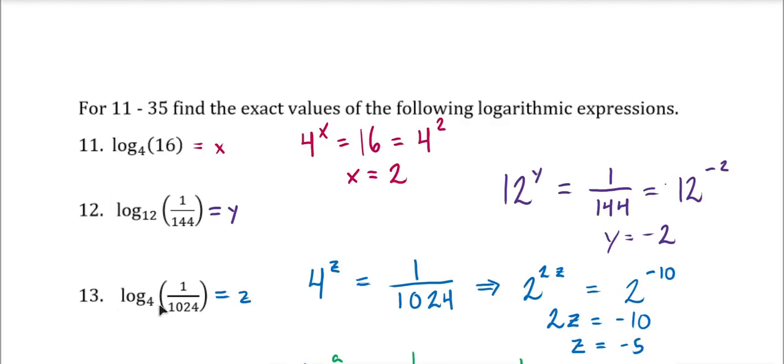Here's another. Log base 4 of 1 over 1024 is what? Well, this means 4 to the what is equal to 1 over 1024. And there's a couple ways we could do this. Perhaps you already know that 4 raised to the 5th power is 1024. But you might also just see that 1024 is from our doubling sequence, 2, 4, 8, 16, and so on. You do that 10 times, you're going to get 1024.